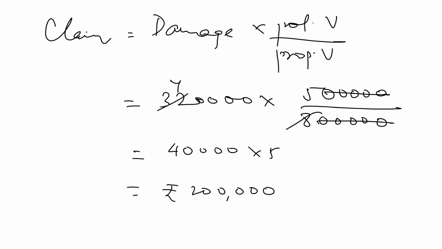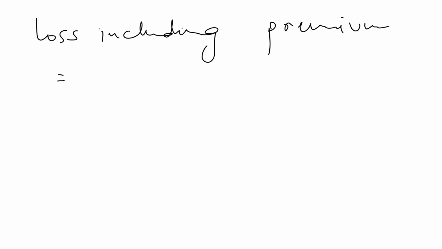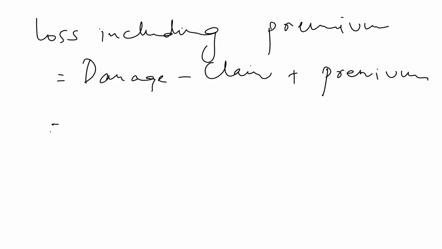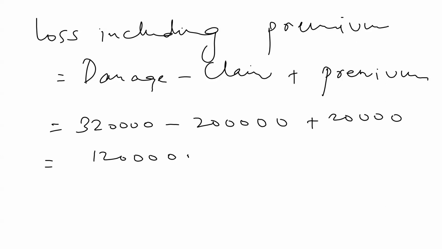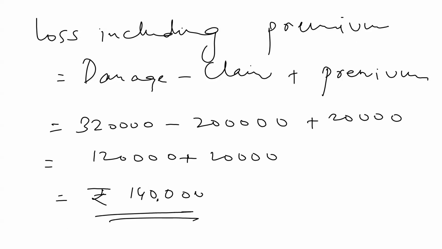So how to calculate the last part, loss including premium? Loss including premium is equal to damage minus claim plus premium. So damage is 3,20,000, claim is 2 lakh, plus 20,000. So this is 1,20,000 plus 20,000, so this is rupees 1,40,000. So this is what is asked: how much loss including the premium the owner has to bear. So this is the solution for the loss including the premium.